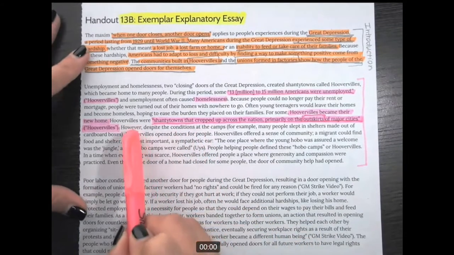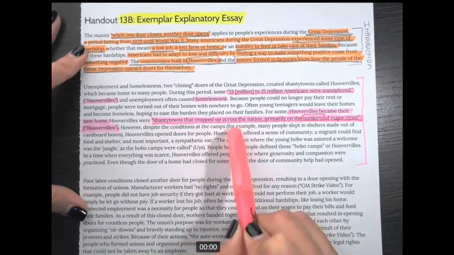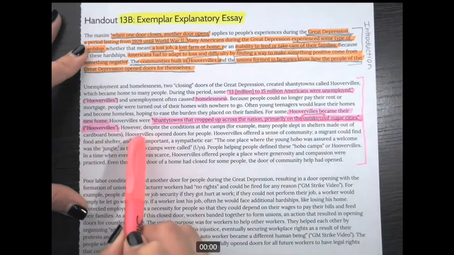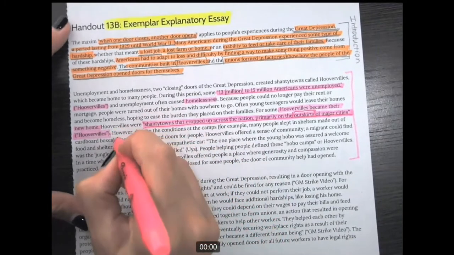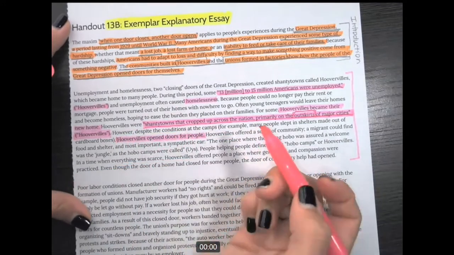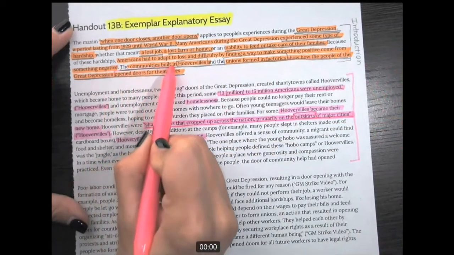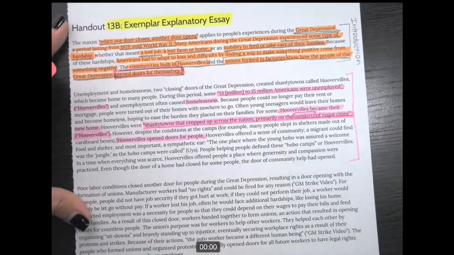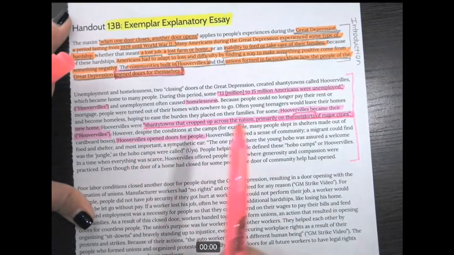It says, however, despite the conditions at the camps, for example, many people slept in shelters made out of cardboard boxes, Hoovervilles opened doors for people. So right here, boys and girls, notice how this tiny sentence is connecting back to our main idea about opening doors. When one door closes, another one opens. So it connects back to the main idea. Hoovervilles opened doors for people.